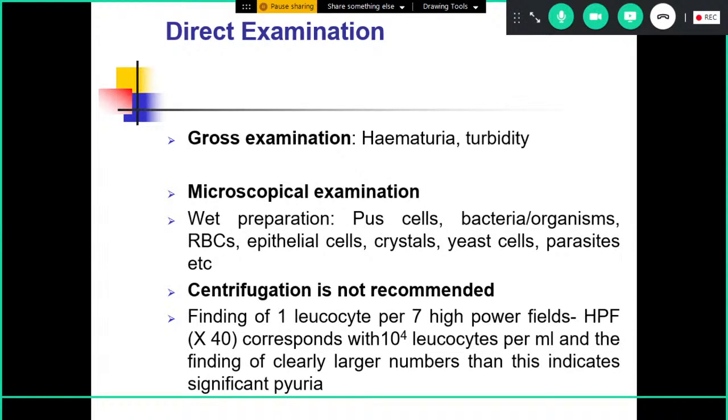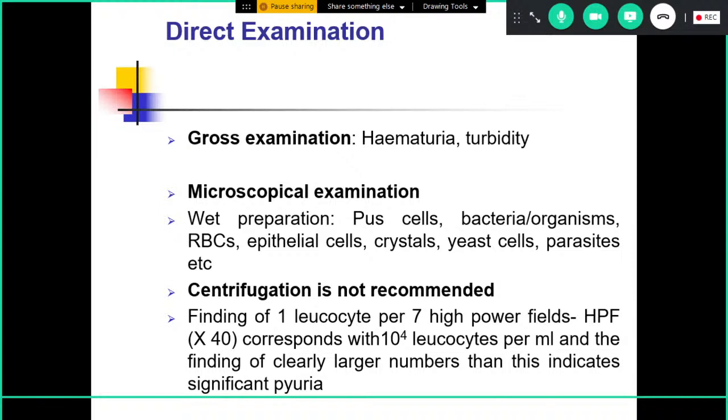So once it arrives in the laboratory, like every other sample, we do a macroscopic examination and a microscopic examination. In a macroscopic examination, normally the sample is clear and amber colored, but we look for any turbidity or any hematuria. For microscopic examination, we do a wet mount, a wet preparation. We look for pus cells, bacteria, RBCs, epithelial cells, particularly squamous epithelial cells, any crystals, any yeast cells, any parasites.